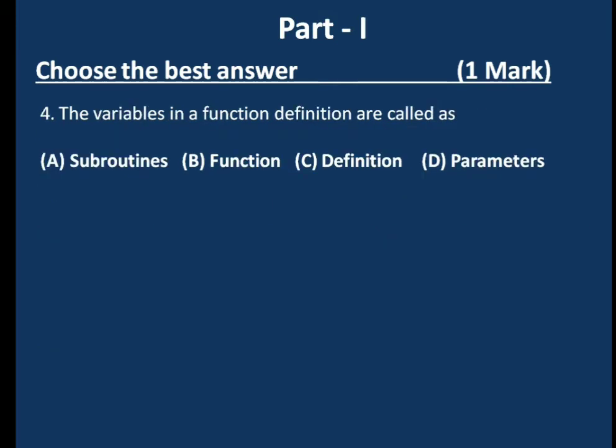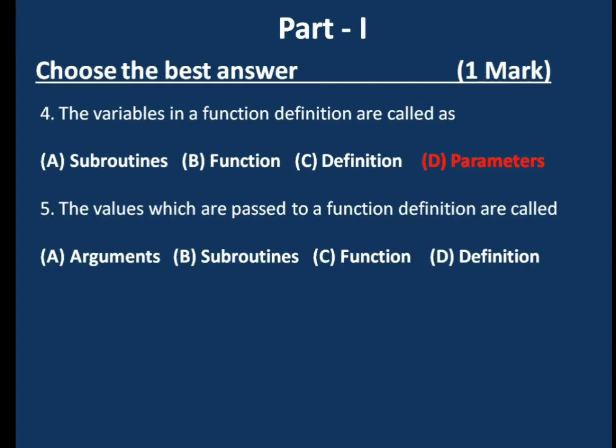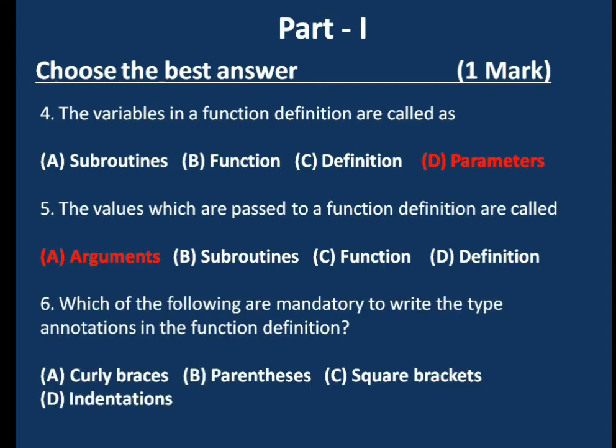The variable in a function definition is called: the options are subroutine, function, definition, parameter. The answer is parameter. The values which are passed to a function definition are called: the options are argument, subroutine, function, definition. The answer is arguments. Which of the following is mandatory to write the type annotation in the function definition? Curly braces, parenthesis, square bracket, indentation.